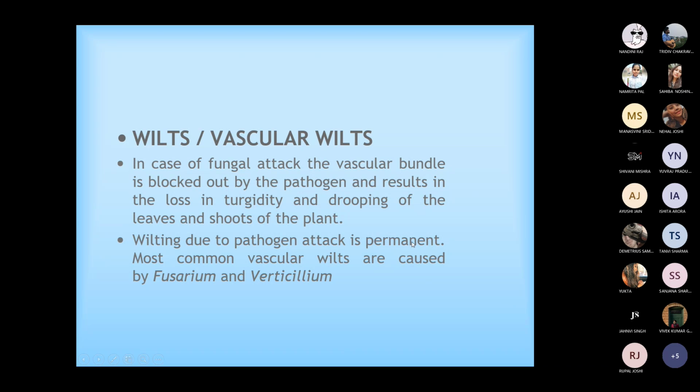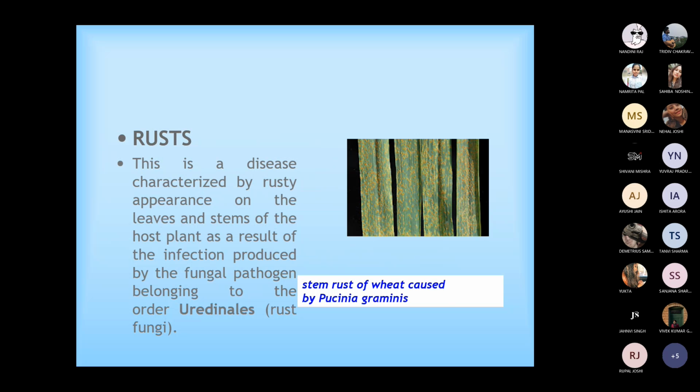Whereas the most common vascular wilts are caused by Fusarium and Verticillium. These two fungi are the wilt fungi. They are responsible for causing wilting diseases in the plant, right? Then we have rusts. Rusts are also very important diseases caused by fungi.